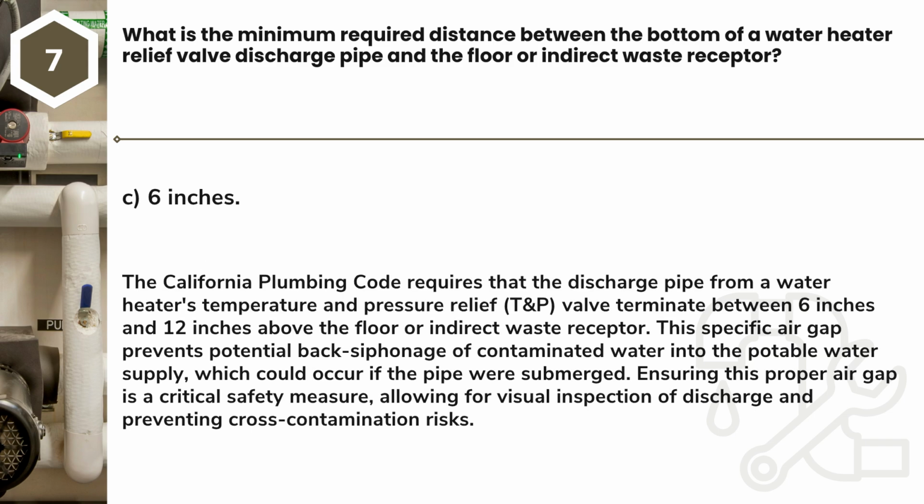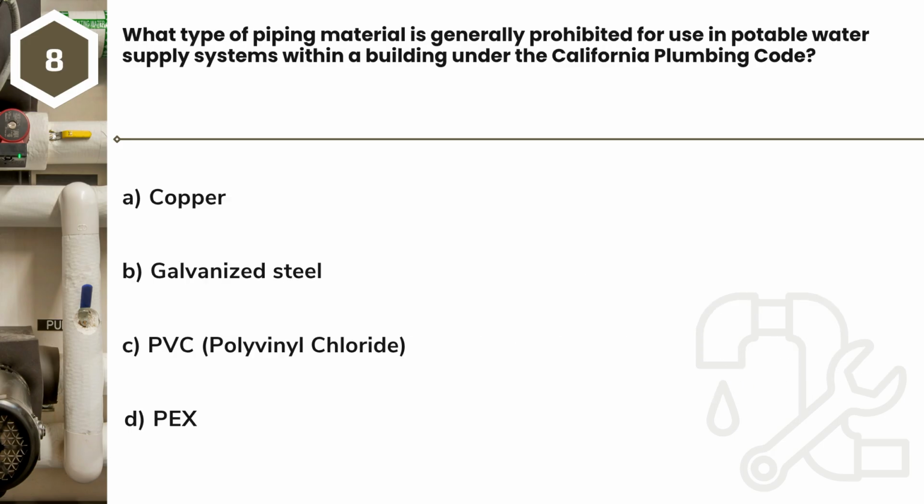Answer: C. 6 inches. The California Plumbing Code requires that the discharge pipe from a water heater's temperature and pressure relief (TNP) valve terminate between 6 inches and 12 inches above the floor or indirect waste receptor. This specific air gap prevents potential back-siphonage of contaminated water into the potable water supply, which could occur if the pipe were submerged. Ensuring this proper air gap is a critical safety measure, allowing for visual inspection of discharge and preventing cross-contamination risks.